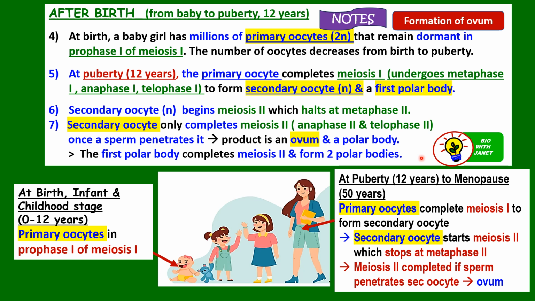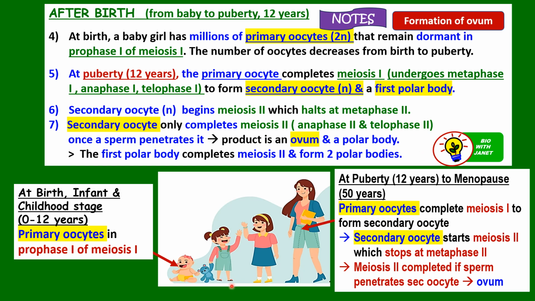Now, the first polar body, as from here, from number 5 here, also undergoes meiosis 2, so it will divide to form 2 more polar bodies. All these are non-functional. They will just die and degenerate.